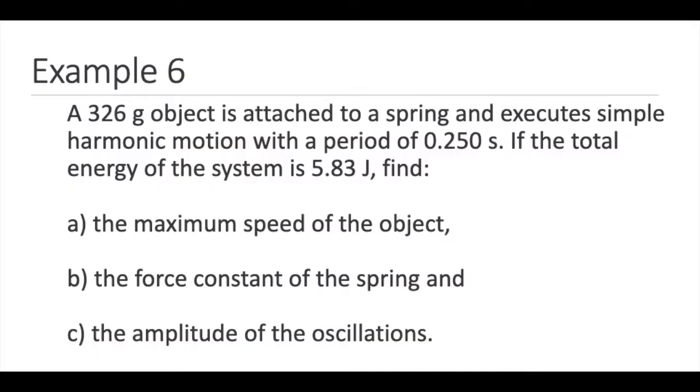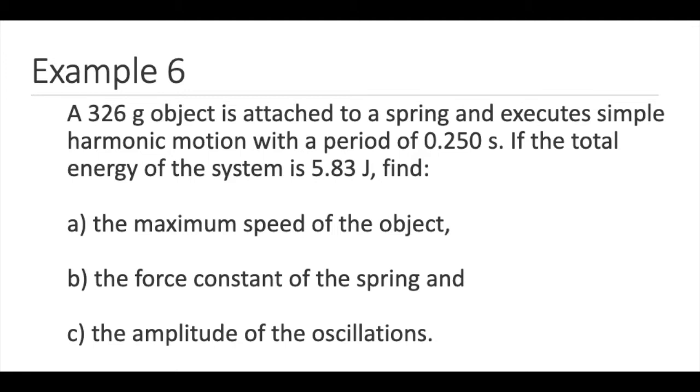A 326 gram object is attached to a spring and executes simple harmonic motion with a period of 0.250 seconds. If the total energy of the system is 5.83 joules, find A, the maximum speed of the object, B, the force constant of the spring, and C, the amplitude of the oscillation.